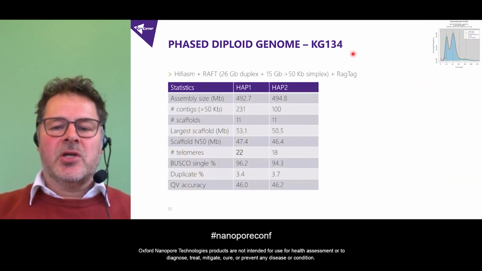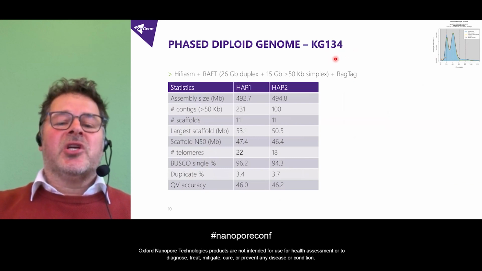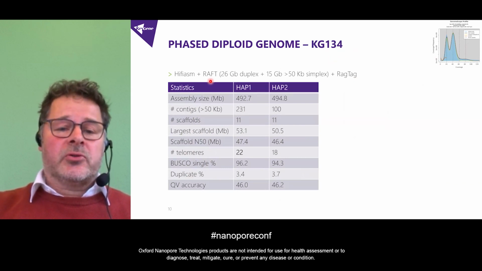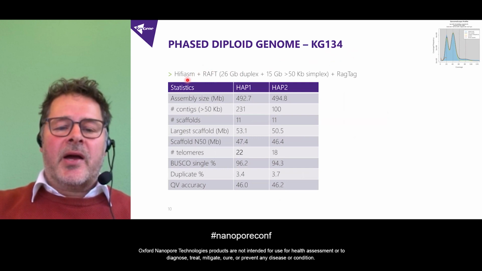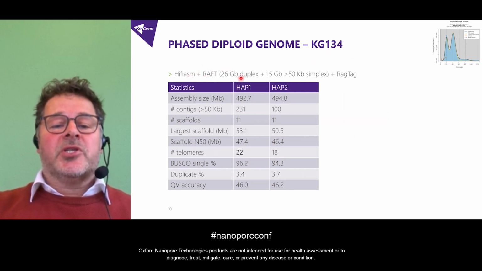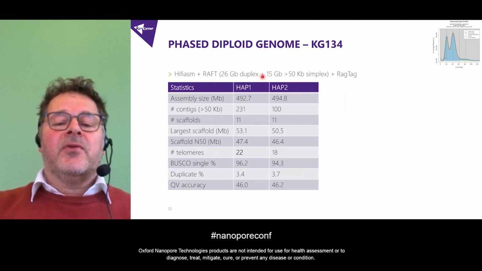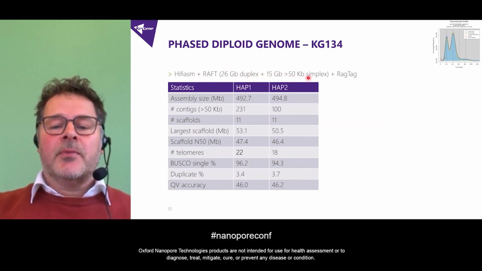Moving to the second genome I show the results of. This genome we assembled using only Oxford Nanopore data in combination with hifiasm and RagTag. So we generated 26 gigabases of Nanopore duplex data and 15 gigabases of 50 kb simplex data derived from the same flow cells. And here we used RagTag for reference-based scaffolding.